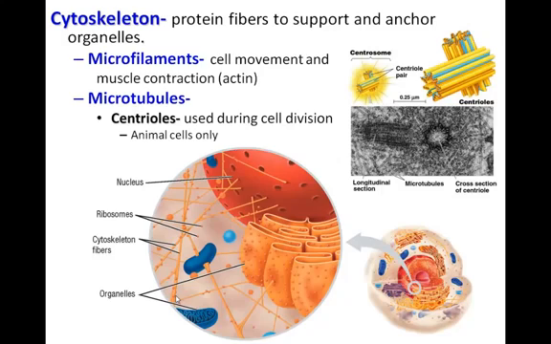Now we're looking at the cytoskeleton, and as its name would suggest, it actually functions as a support or anchoring system for the organelles within the cell. There are actually a couple major different structures within that, but we're most interested in the microfilaments and the microtubules. Microfilaments are used for movement, a lot like muscle contraction. Microtubules are much larger, and they're used primarily in a specialized structure called centrioles, which are active during cell division.